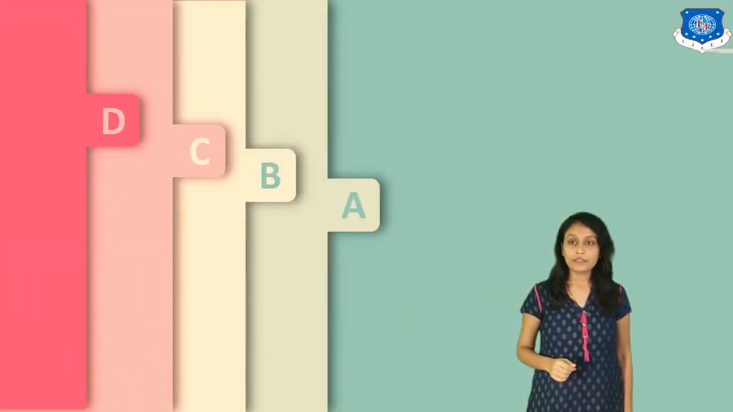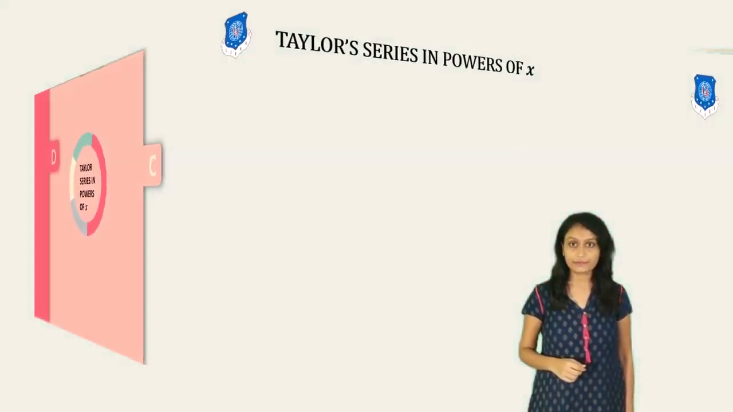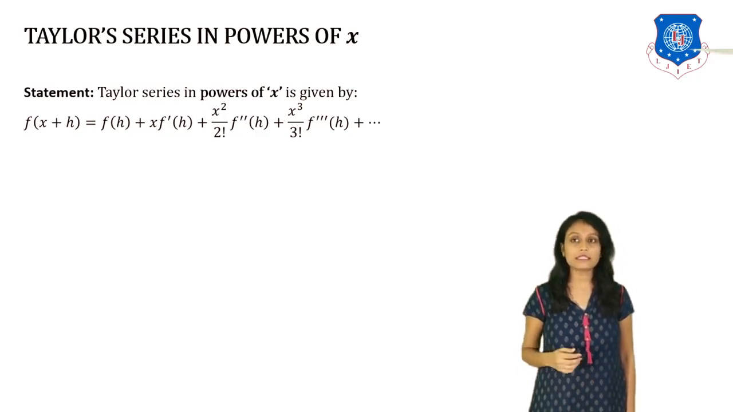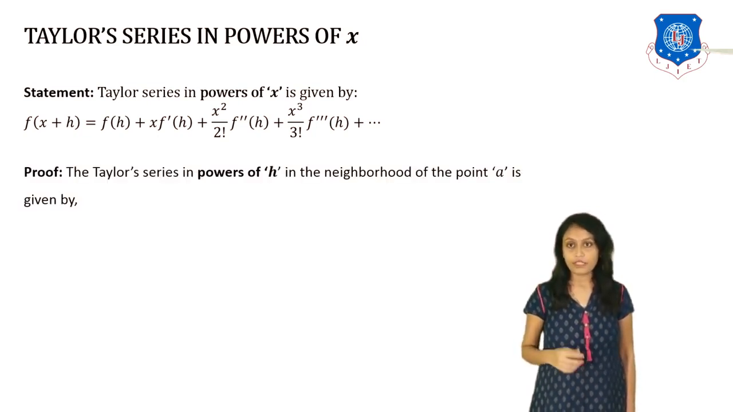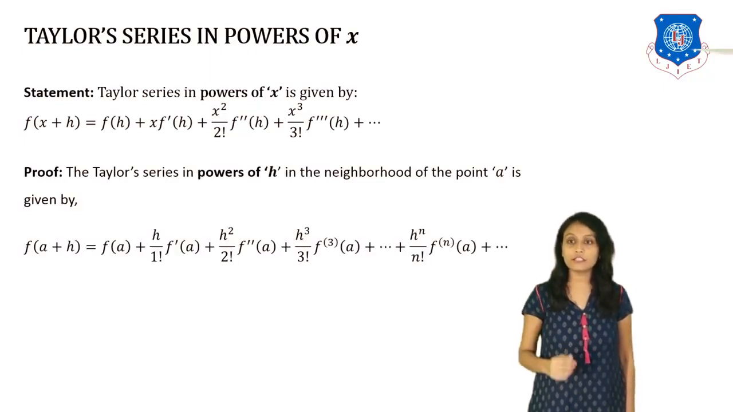Now let's see the next topic, that is Taylor series in powers of x. Taylor series in powers of x is given by f(x+h) is equal to f(h) plus x into f'(h) plus x square upon 2 factorial f''(h), and so on. Now let's see its proof. So Taylor series in powers of h, this we have already studied, right, is given by which formula?